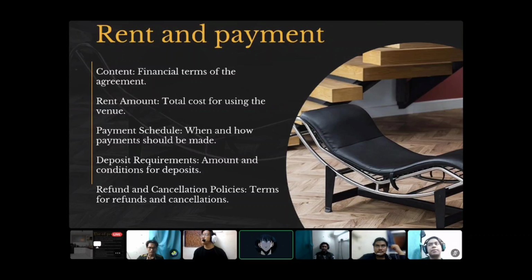Next is rent and payment. Rent and payment covers the financial terms of the agreement. This includes the rent amount, which is the total cost for using the venue. We have a payment schedule in this section, which tells when and how the payment should be made. Then the deposit requirement, which covers the amount and conditions for the deposit, then refund and the cancellation policy, which are the terms for refund and cancellation.